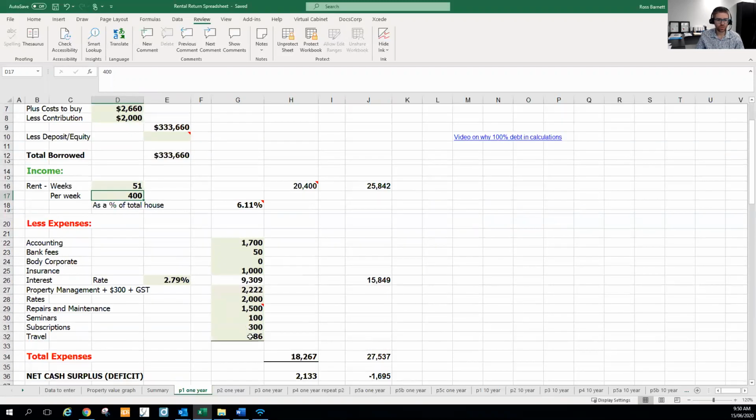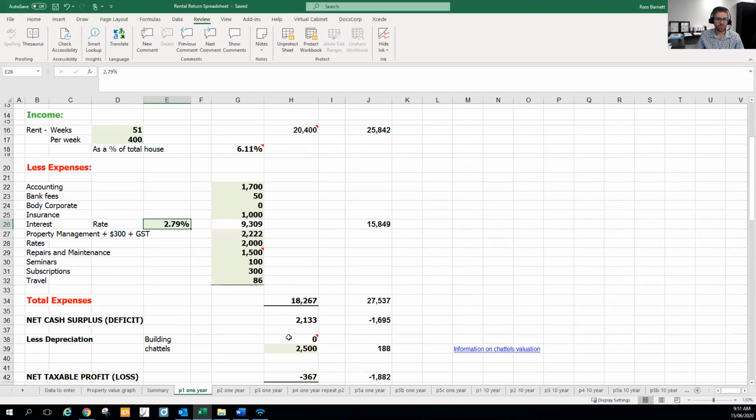Then you go through all the expenses. Again, think carefully about the repairs and make sure you're realistic with those for the property. At the moment, I'm sitting at 2.79%, and this is just 1 year. Then we've got some more information where you can put the other stats in. Once you've entered that in, it gives you a basic profit.